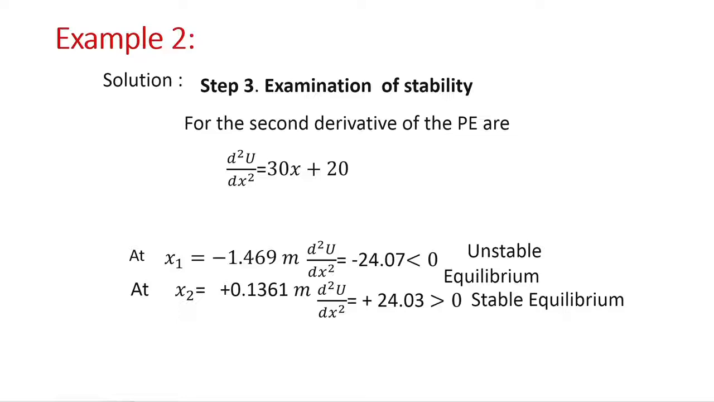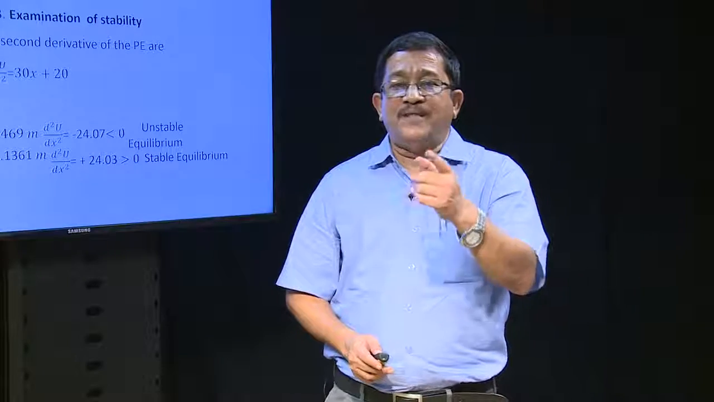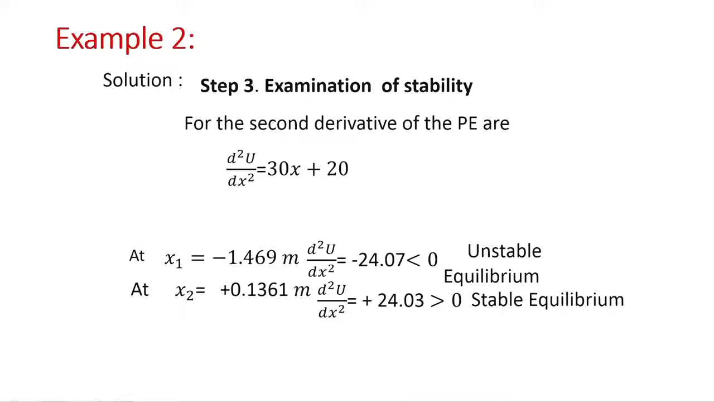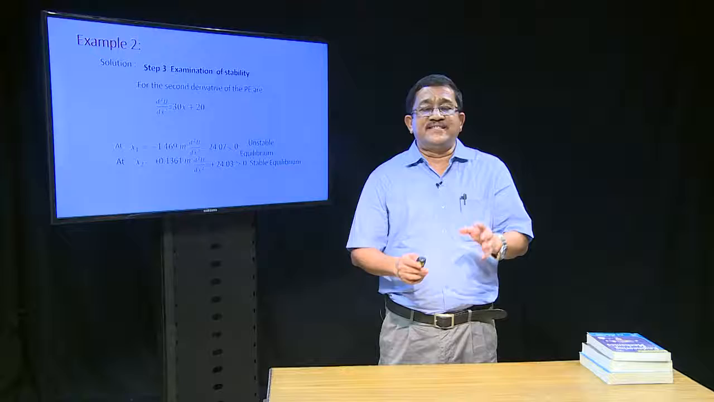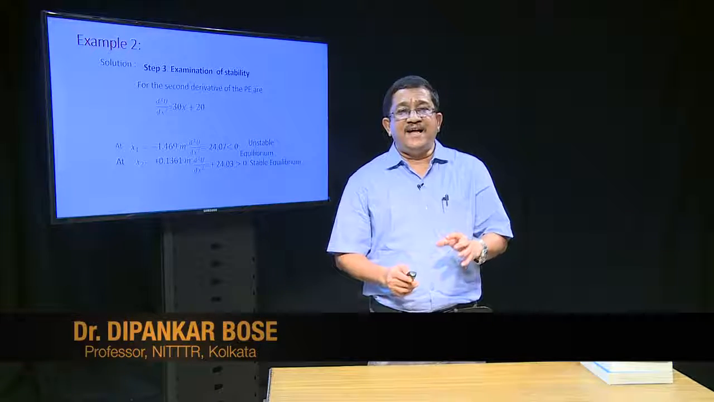Now at x2, when we apply the value 0.1361, we get d²U/dx² = +24.03, which is greater than 0. So when x2 is 0.1361, the equilibrium condition is stable. So, my dear participants, I have discussed two examples where you can apply the concept of potential energy.